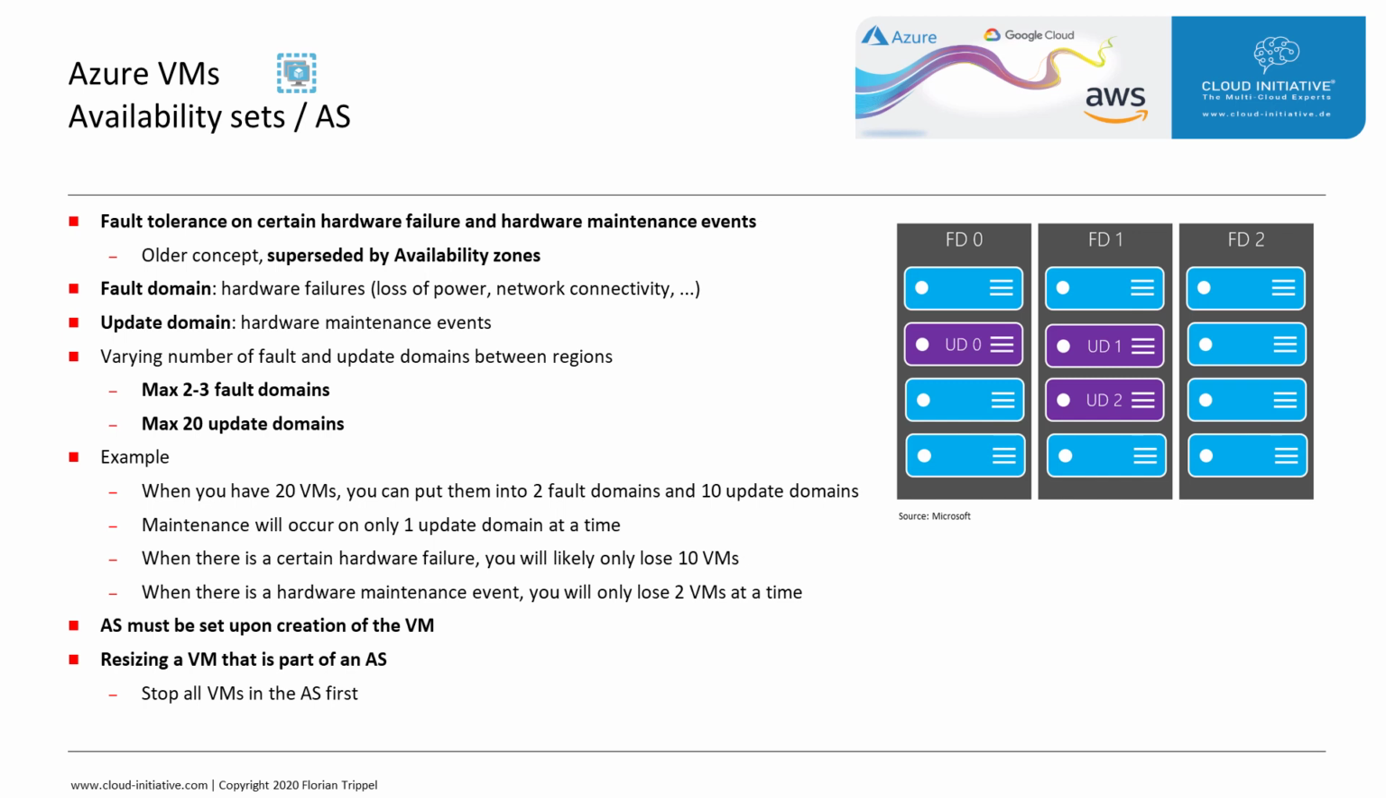Now that we talked about the concept, let's consider the implementation. The main thing is to understand that all VMs in an availability set are allocated to the same compute cluster. It follows from this two things. First, when you want to resize a VM that is part of an availability set, you first need to stop all VMs, because the resizing might move the VM to another compute cluster. Second, a VM can only be added to an availability set when it is created.